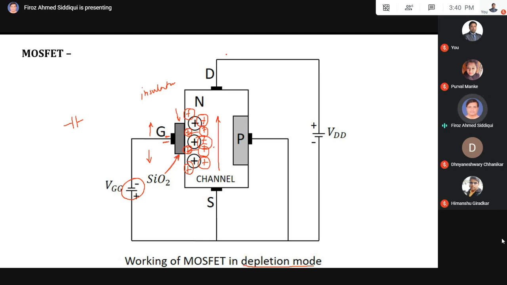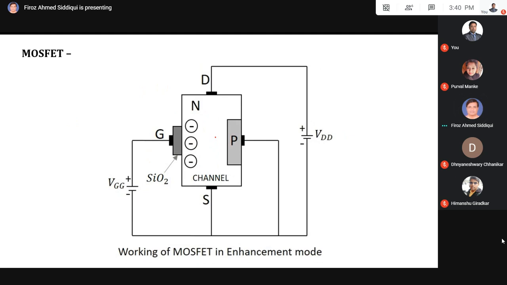डिप्लेशन रीजन इसलिए बोलते हैं क्योंकि ये इलेक्ट्रॉन्स को डिप्लेट कर रहा है, मतलब पॉजिटिव चार्ज्ड आयंस, होल्स, इलेक्ट्रॉन्स को डिप्लेट कर रहे हैं. That's why it is called the depletion mode. And what about enhancement mode?